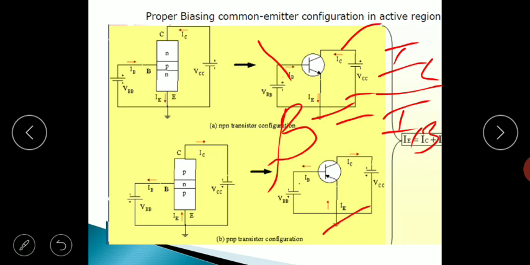So beta is equal to IC by IB, and you know that IB is very small, hence the value of beta will always be greater than 1. The value of beta lies in the range of 50 to 500. This is about common emitter configuration, and as I said, common collector configuration is rarely used.